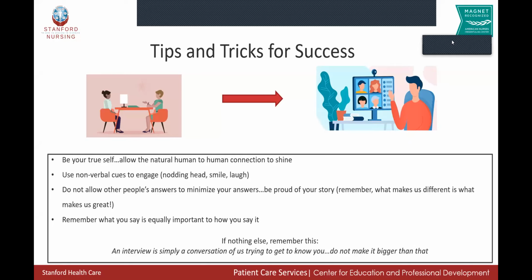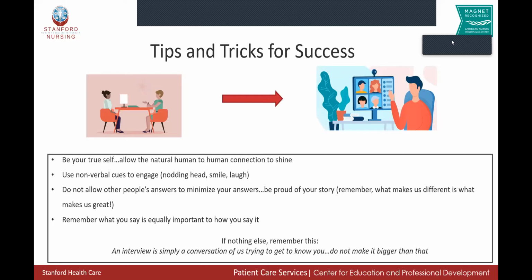Don't allow other people's answers to minimize yours. What that means is your clinical rotations were a little different, or the settings were in a smaller community, whereas somebody on the panel had bigger hospitals and more complex environments. And so you feel like, oh, I don't have those big stories. Well, it's fine. Be proud of your story. That's what's going to make you different from everybody else.